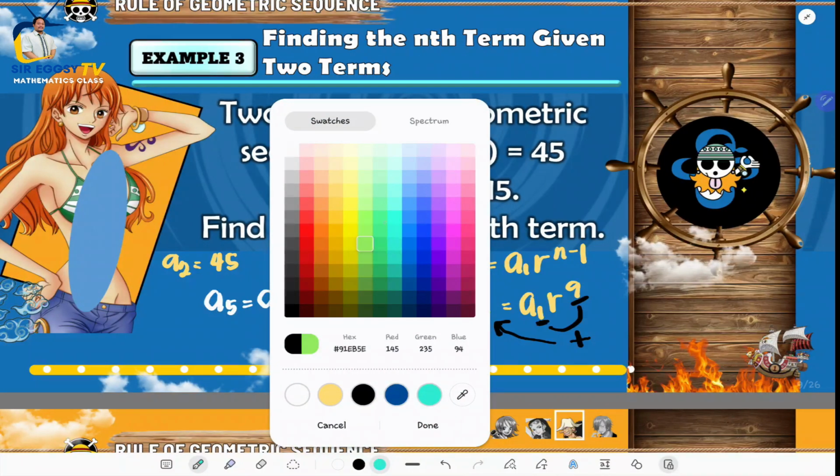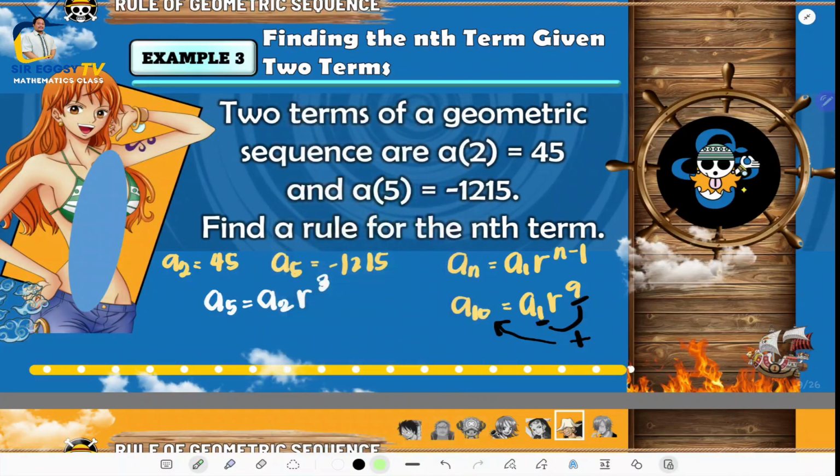And by substitution, the value of a sub 5 here is equal to negative 1215, which will be equal to 45 with a common ratio of r raised to 3. Dividing both sides by 45, this will give us r cubed, which is equal to negative 27.